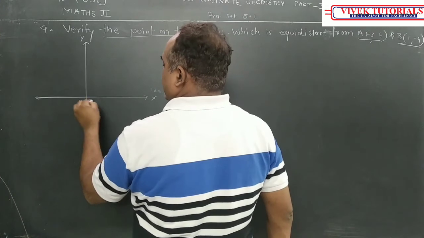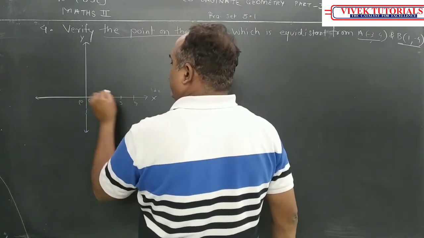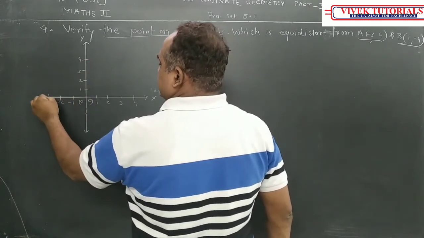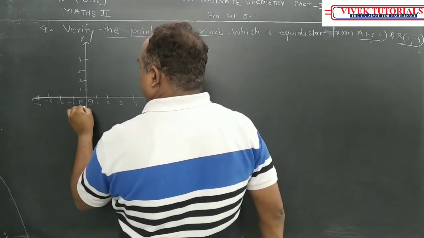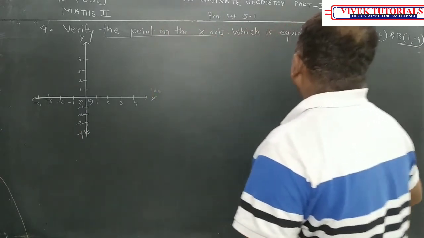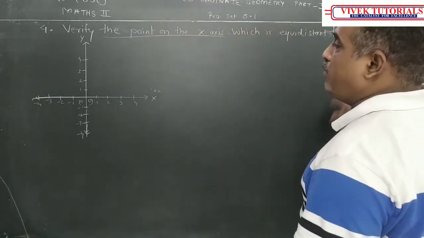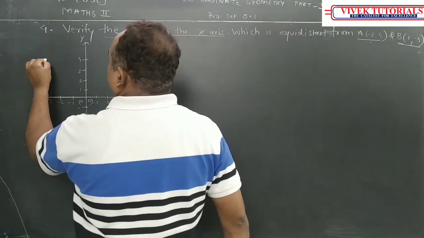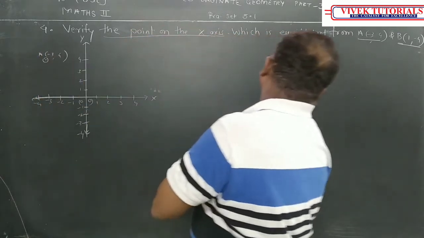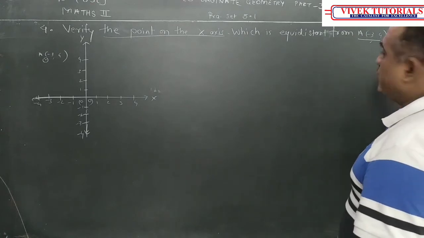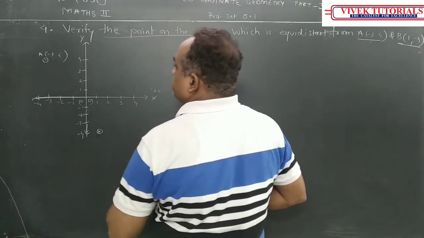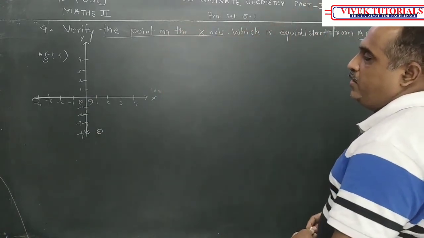0, 0 is the origin. 1, 2, 3, 4, and -2, -3, -4. So point A is -3, 4, so -3, 4 is here, right? This is point A, -3, 4, and B is 1, -4. 1 and -4. Is it right? Got it now? So this is B.